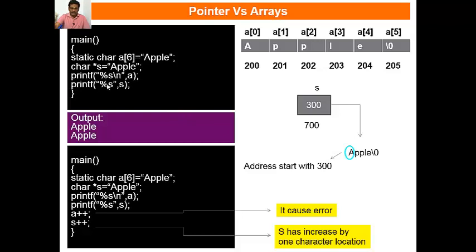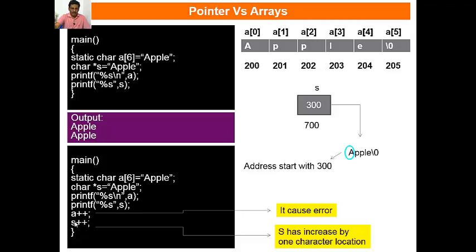If we put printf with a percentage s, a percentage s, s, a is displayed as apple, and s is also displayed as apple. In this case, both are the same. In this example, static character a of 6 apple, character star s apple, it displays a as apple, s as apple, as in the previous program we discussed.